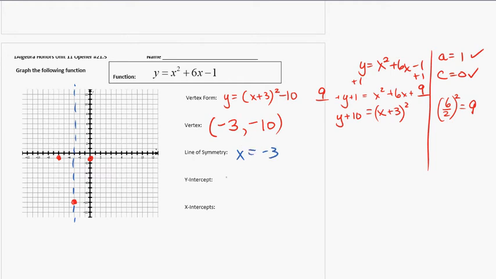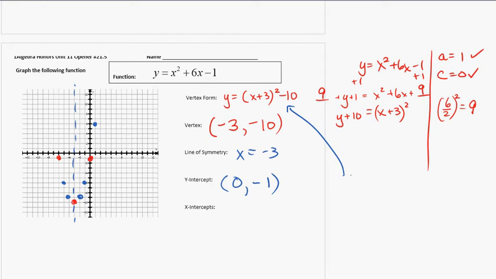My y-intercept I've already found at 0, -1. Now to find my x-intercepts. So if I were to just use my jump method, over 1, up 1, over 1, up 3, over 1, up 5, over 1, up 7, that placed me right here. So the x-intercept is not as straightforward to find because it looks like it's in between 0 and 1. Well, where exactly in between 0 and 1 is it? I could solve a couple ways. I could use the quadratic formula, or I could use my vertex form to solve. So let's do that.